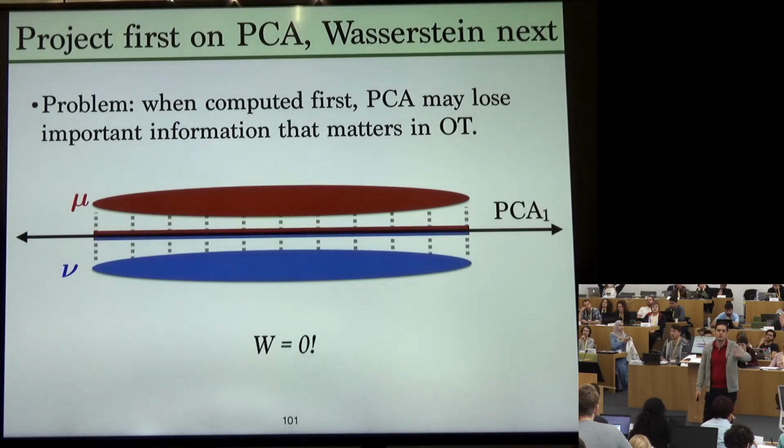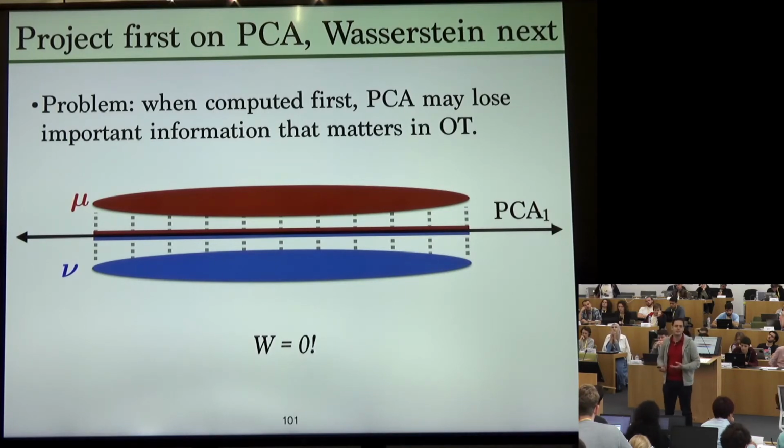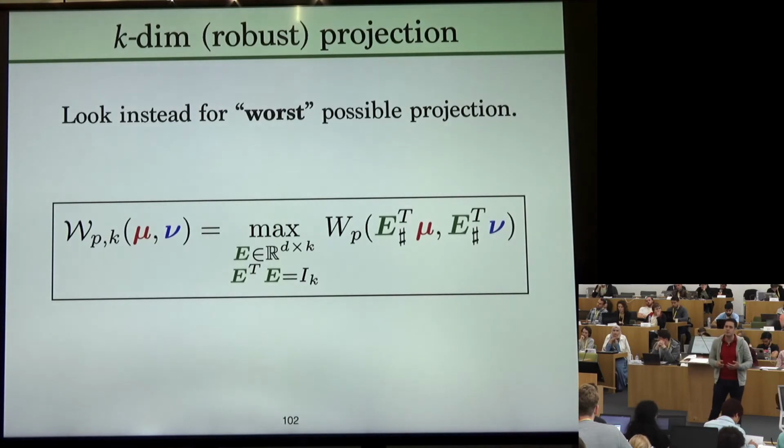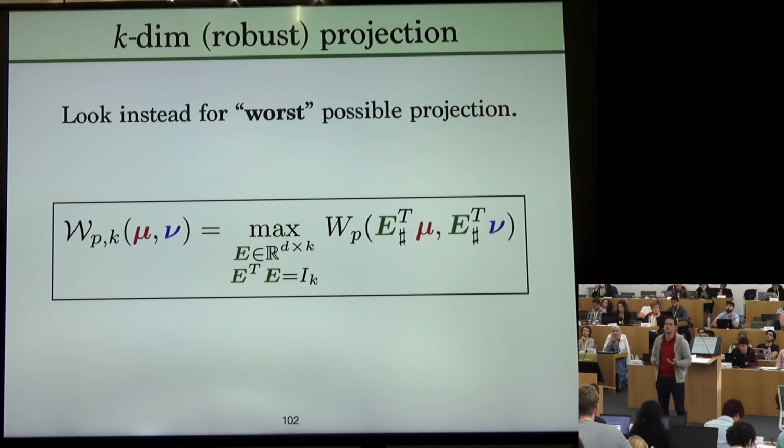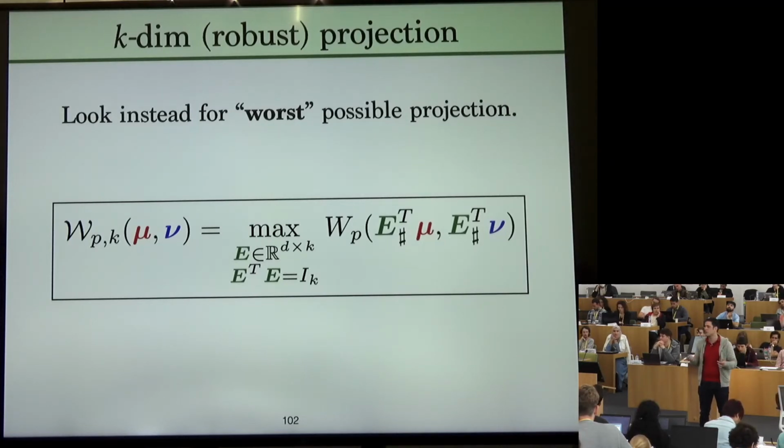If you project, you get those two segments, right? This is what happens when you project on the first principal component. And in that case, the Wasserstein distance between the two is gone. So this trick of doing PCA first and then Wasserstein second might have surprising consequences. I mean, unintended consequences. So one of the things that we proposed recently is to look for the worst possible projection, in the sense that you want to maximize, as a function of the projection space that you're considering, the Wasserstein distance between your two measures once they have been projected on that subspace.